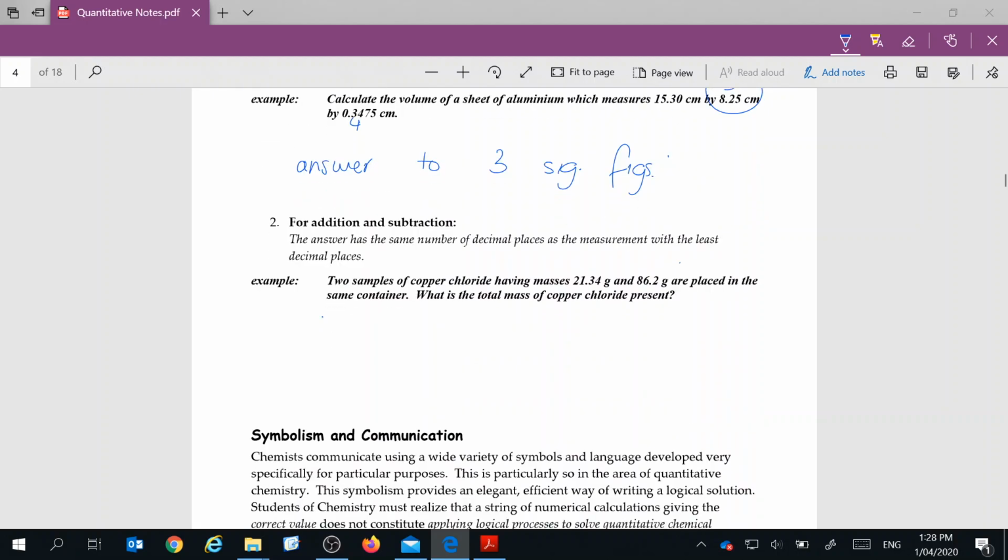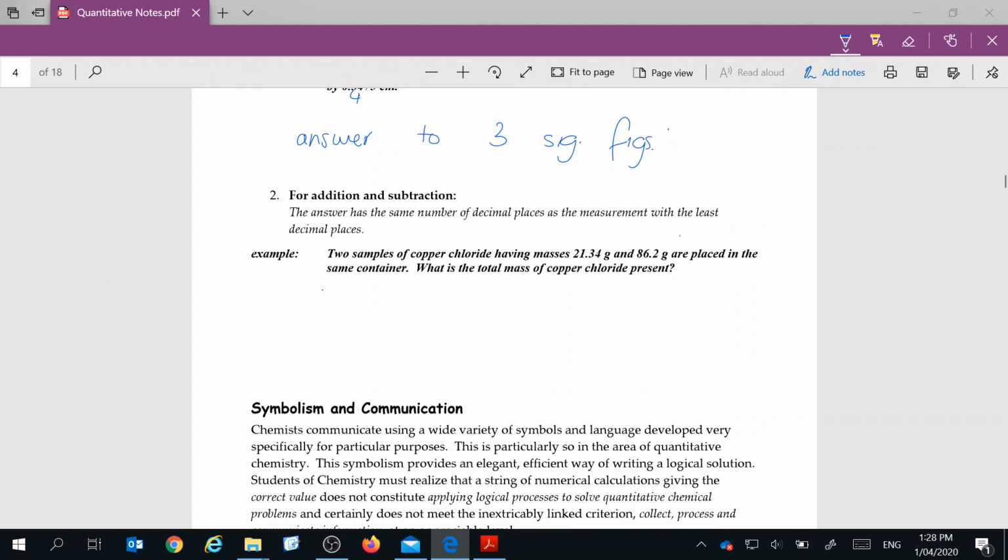For the next one, adding and subtracting. So we've got 2 samples of copper chloride. We're putting them both in the same container. What's the total mass? So I'm adding these two numbers. So we don't do adding and subtracting in terms of significant figures. We do it in terms of decimal places. So here I've got 2 decimal places. Here I've got 1 decimal place. We give our answer to the one with the smallest number of decimal places, which is 1. So give answer to 1 decimal place.